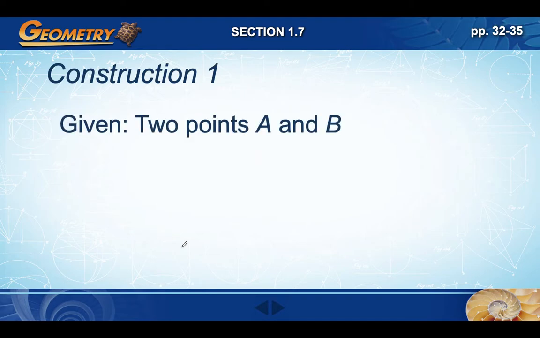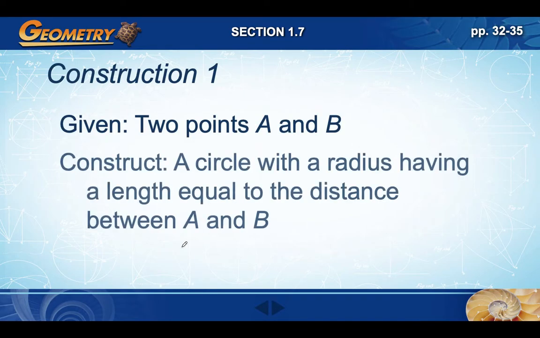So let's talk about, if we're given 2 points, A and B, I want you to construct. So we're constructing, which means that you use a pencil and you use a straight edge and a compass. So draw 2 points, label them A and B, and then you're going to draw a circle that has a radius having the length equal to the distance between A and B. So go ahead and do that on your own piece of paper there. So label 2 points, A and B.